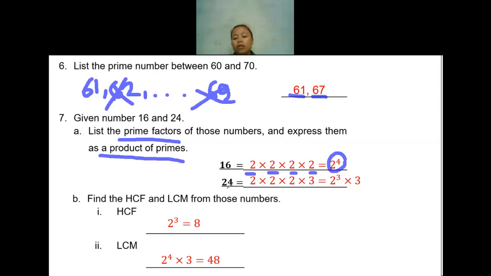And then 24, also the same thing, you can make a factor tree. Later, in the end, you will get it as 2 to the power of 3 times 3.